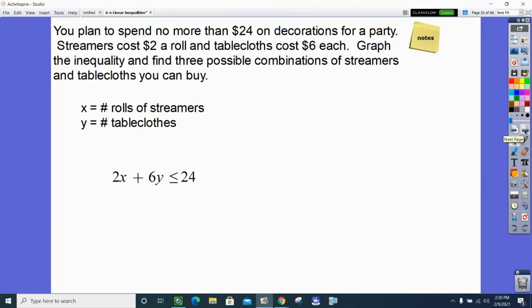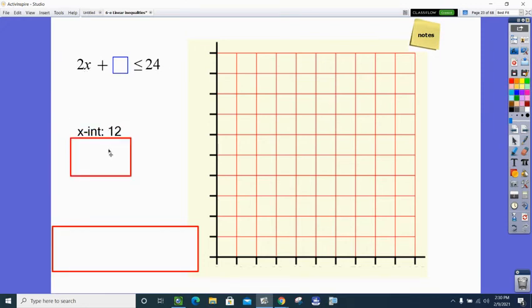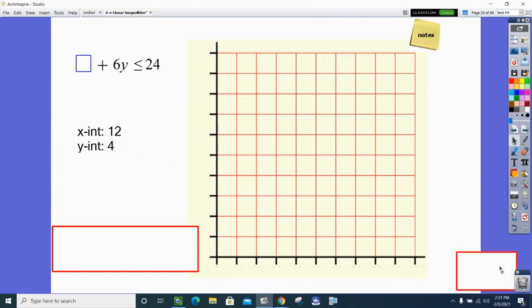So here comes what we've learned today. We're going to graph this inequality. Now, if it were me, I see this as a standard form. So here comes the infamous box. And if I cover over my y and take 24 divided by 2, my x-intercept would be 12. If I cover over the x, make x equal to 0, my y-intercept would be 4. So now what I need to do is make sure that my x gets up to at least 12 and my y gets up to at least 4.